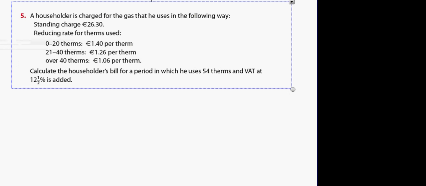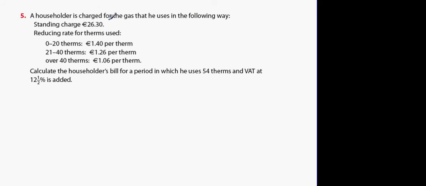Question, and first of all we need to calculate the bill for this. Okay, so the question says a householder is charged for gas used in the following way: a standing charge, which doesn't change, you have to pay that no matter how many units you use every month. Now, a reducing rate for the terms used, right?